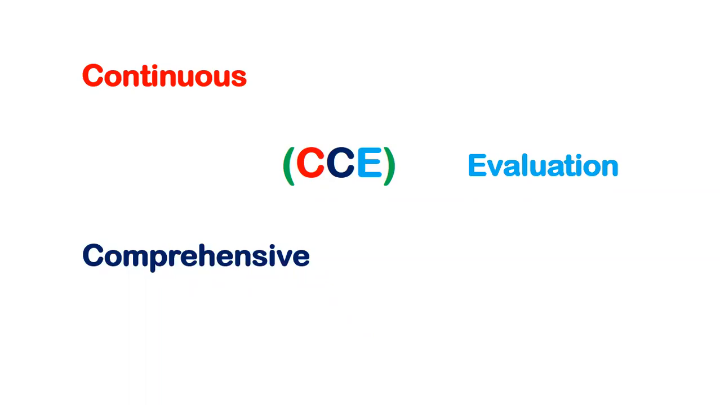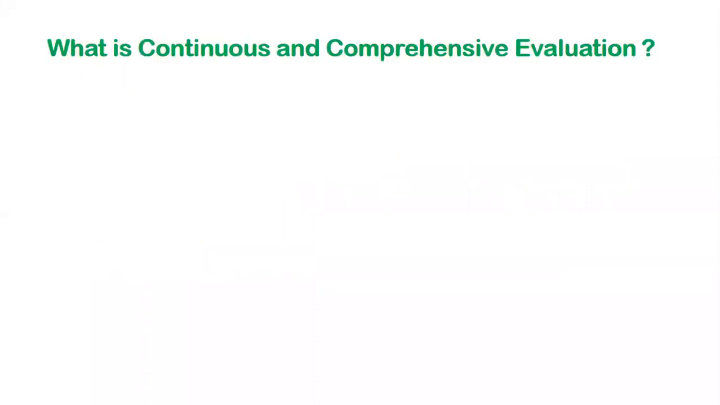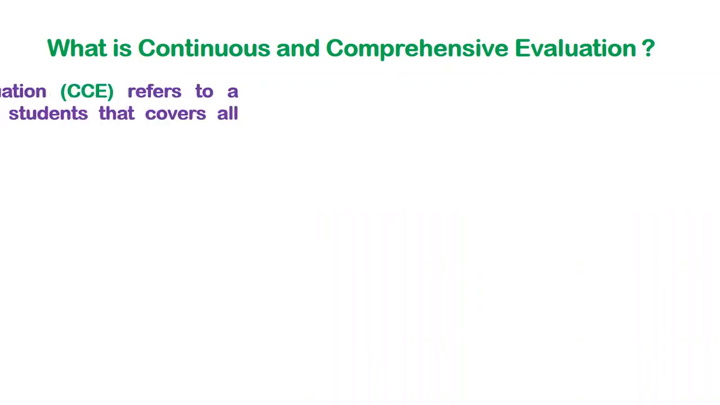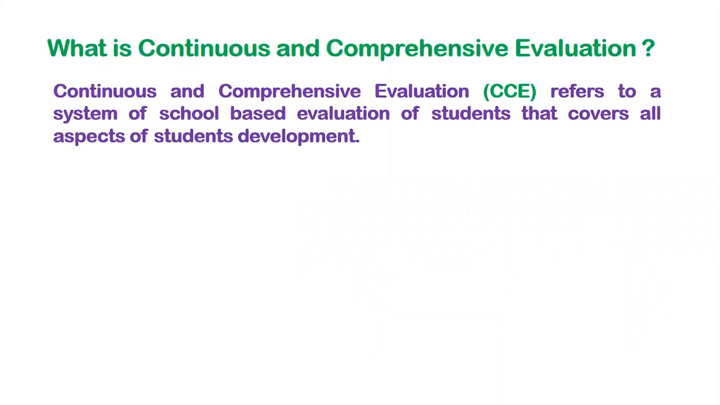So we will see what this CCE is, why it is important, what its objective is, and what kind of CCE models we will be using in the school, or how we use that. First of all, we need to understand what continuous and comprehensive evaluation is. As the name indicates, it's very, very simple. Continuous comprehensive evaluation refers to a system of school-based evaluation.